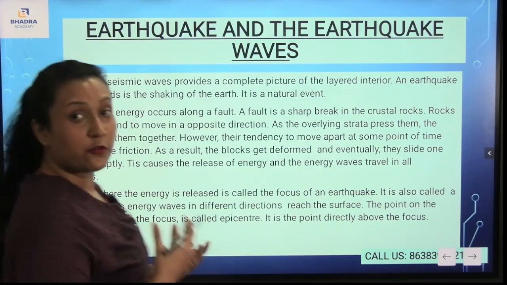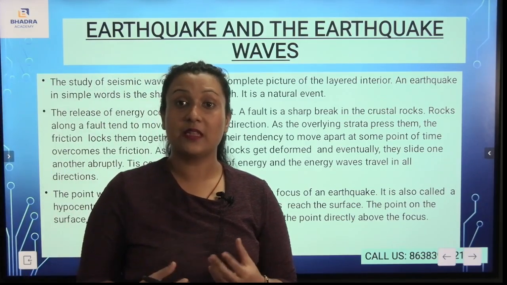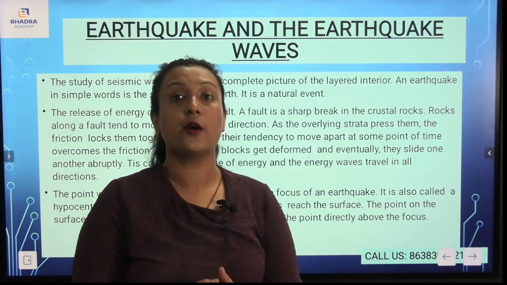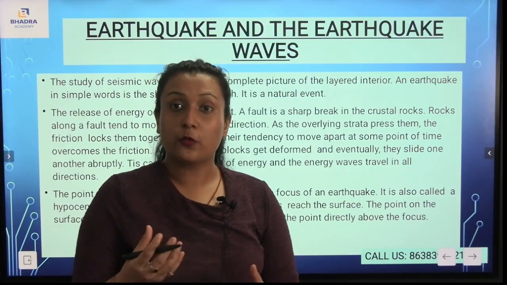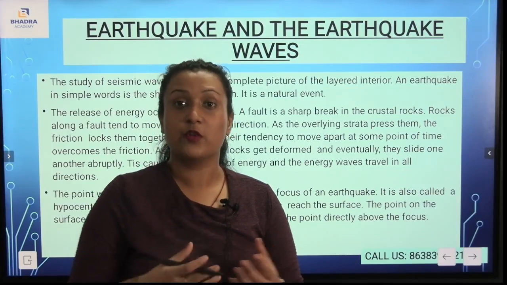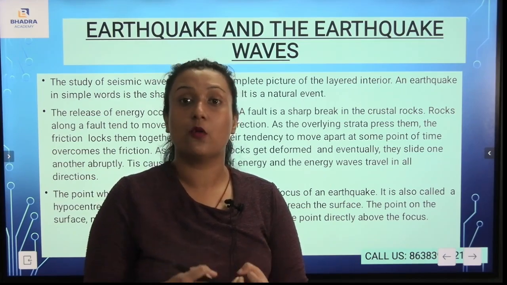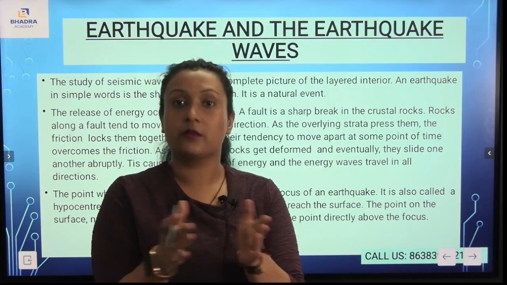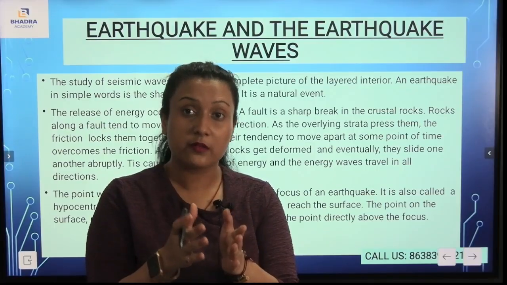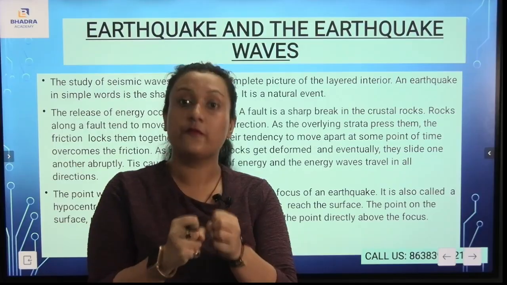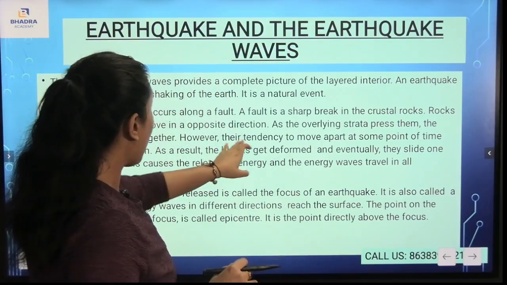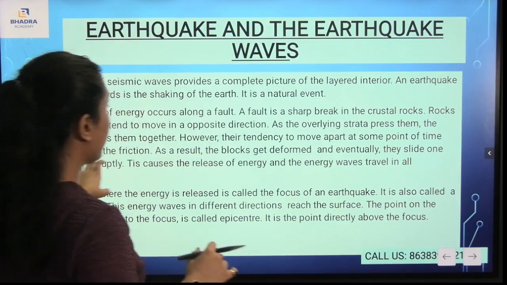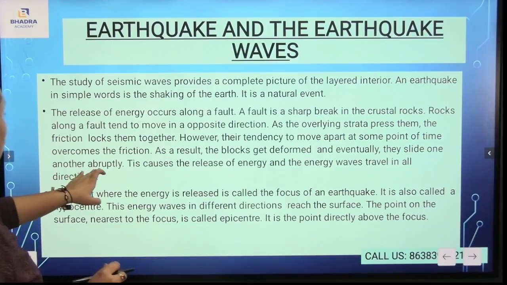Now, what do we mean by a fault? If there are small cracks on the crustal rocks, they are known as a fault. From the fault only, the earthquake actually occurs, because the fault locks the friction. When there is a fault, there will be shaking from the opposite direction. However, their tendency to move apart at some point overcomes the friction. As a result, the blocks get deformed and eventually slide one after another.